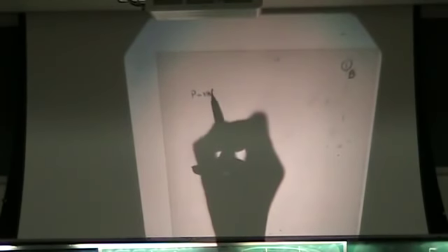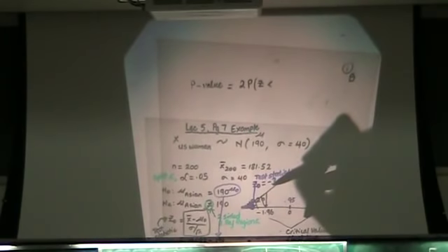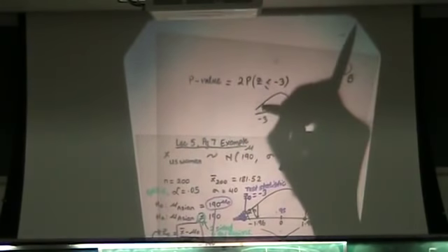Let me find some place to do this. Let me call this page 1A. P-value. P-value equals 2 times the probability that Z is more extreme than negative 3, less than or equal to negative 3. Let's go to the Z table. I'm here on the Z table at negative 3. Can you find me this area, less than negative 3, on the Z table?